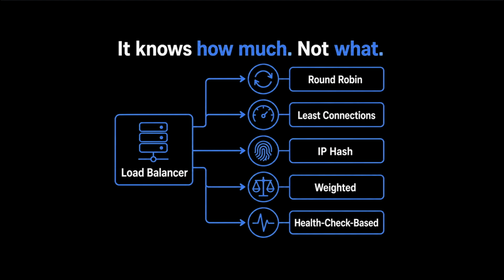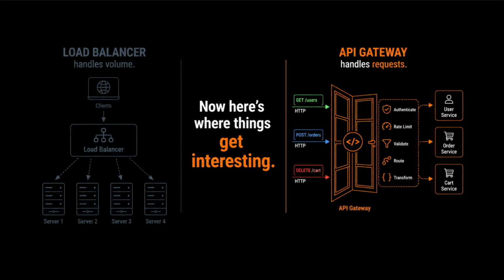Okay, so now we've got the load balancer down. Good at one thing: distribute the load. Now here's where it gets more interesting and honestly more nuanced, because the API gateway is a completely different category of tool. It's not just a load balancer but smarter. It's solving a completely different problem altogether. The load balancer is thinking about infrastructure. The API gateway is thinking about your API. Keep this in your mind.